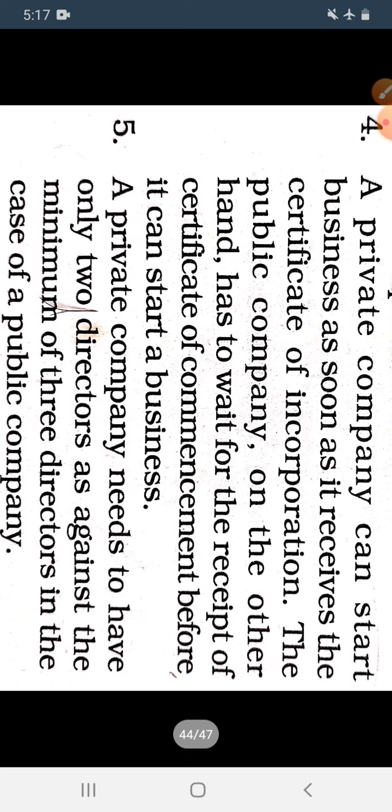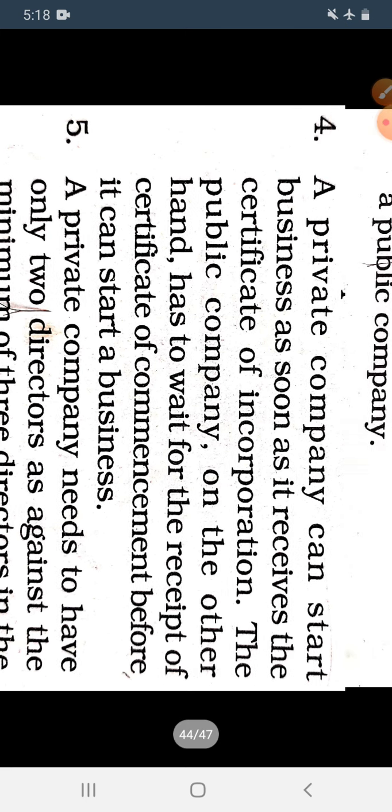A private company can start business as soon as it has received the certificate of incorporation. Whenever a private company receives the certificate of incorporation, they can start business. But a public company first has to wait for the certificate of commencement. It is the next step after taking the certificate of incorporation. But in a private company, when they have received the certificate of incorporation, the business can start.